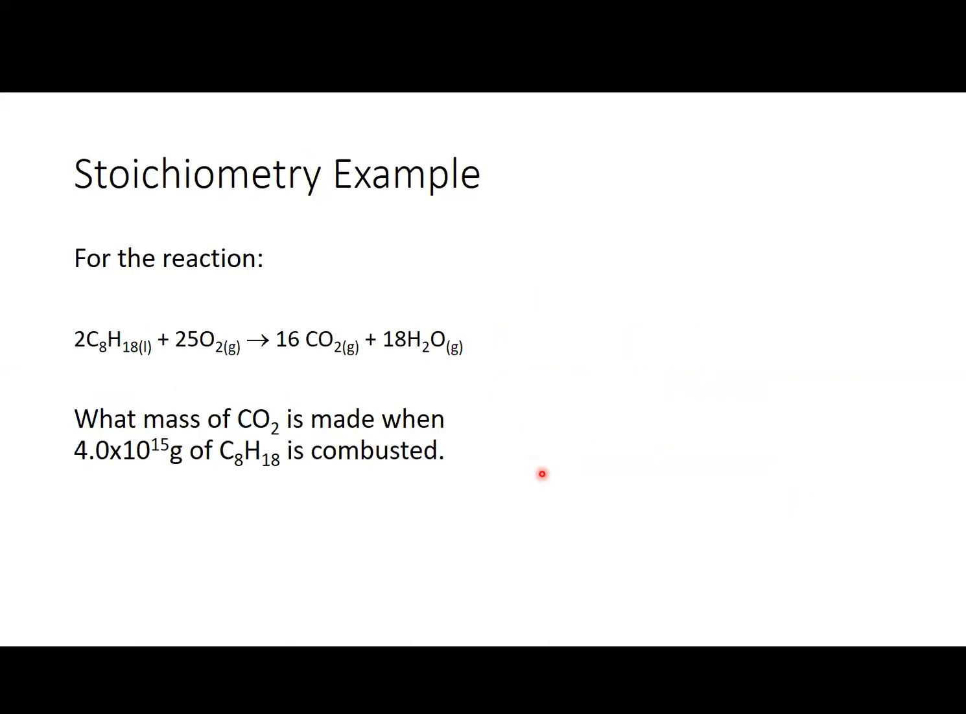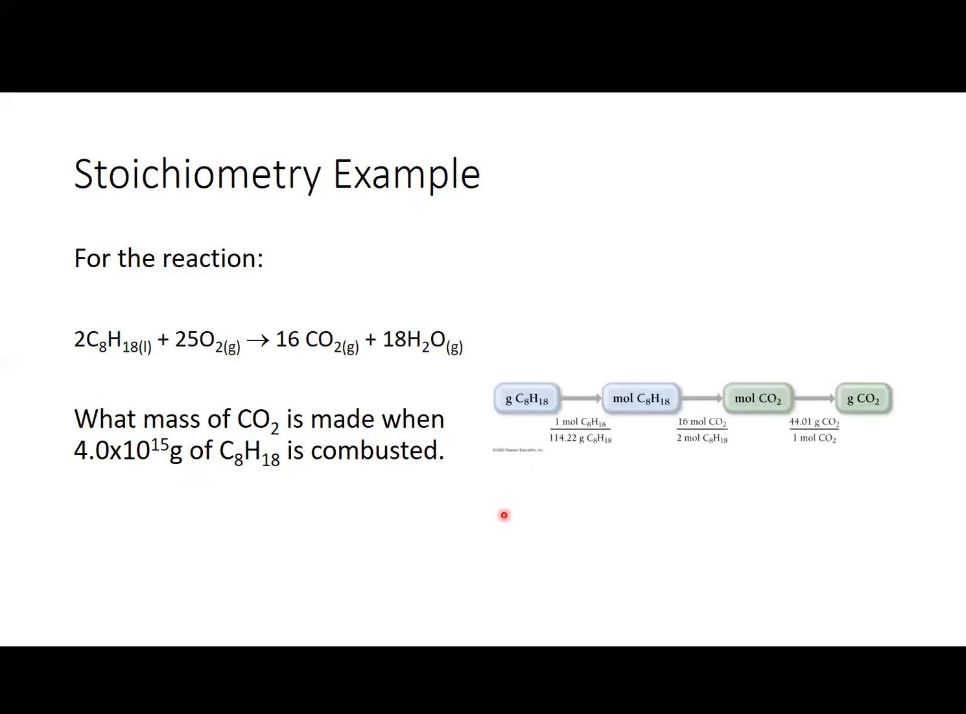So here's an example. C8H18, that's octane. That's stuff you put in your car to make it go. If you have a Tesla, you're using coal. So octane plus oxygen goes to make carbon dioxide and water. And a little bit of octane makes a whole lot of CO2. So what mass of CO2 is made when a huge amount of octane is combusted? So 4 times 10 to the 15th grams of this stuff, that's an enormous amount, is combusted.